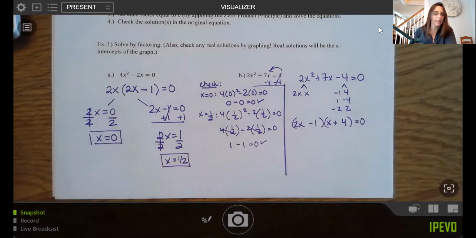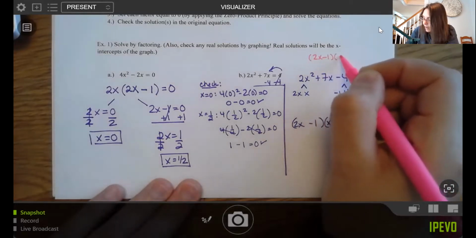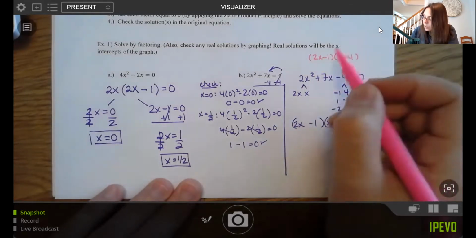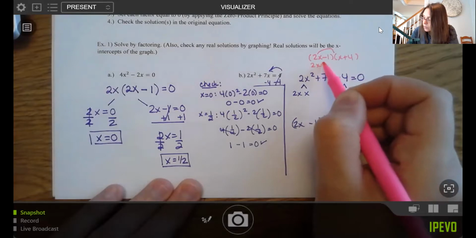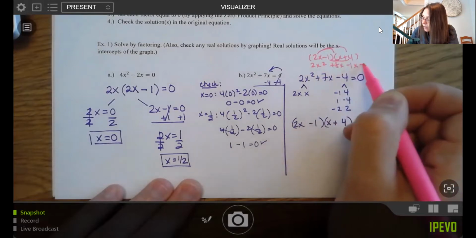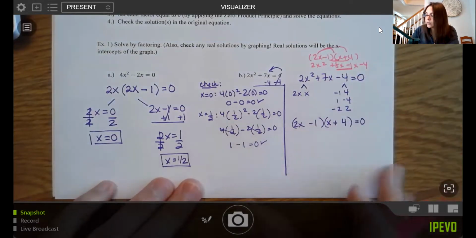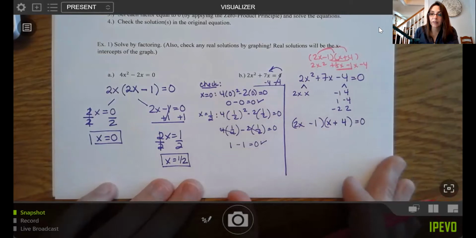Okay, so it looks like that's the one that works. And I'm going to check it. So just make sure that you're 100% positive in your factorization before you move on. So you can always check by multiplying: 2x squared plus 8x minus 1x minus 4. 8 minus 1 is positive 7. So we are good to start. That is the correct factorization.